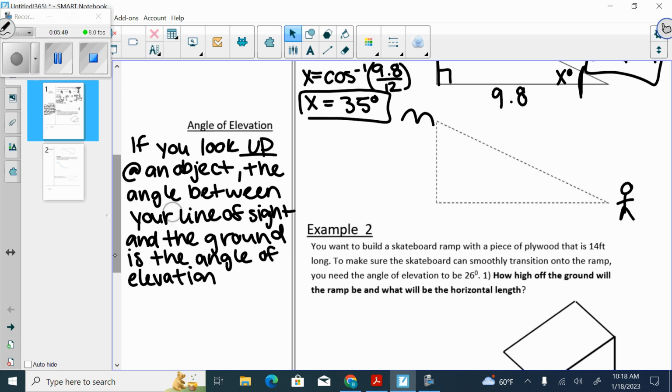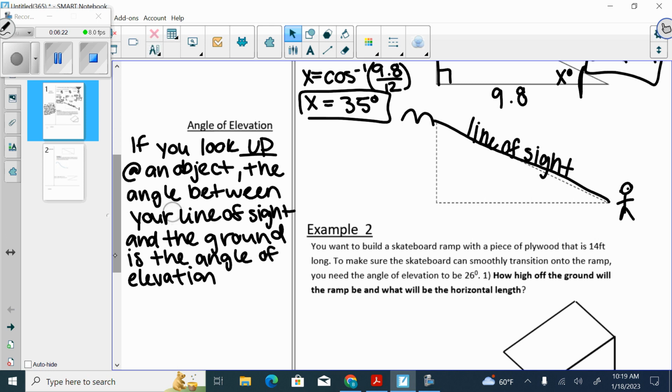Okay? But you're looking up at something up in the sky. This is some object. Okay? My line of sight is from my eye, right, straight up to whatever the object is I'm looking at, right? So basically, from my eye, I follow this line up to the object. That is what we call the line of sight. Okay? So this is our line of sight.